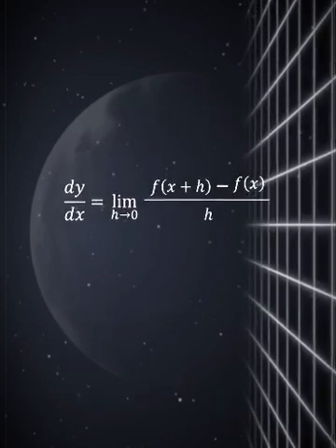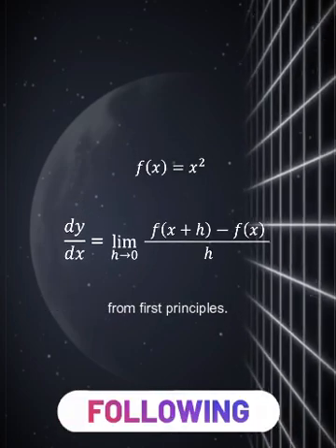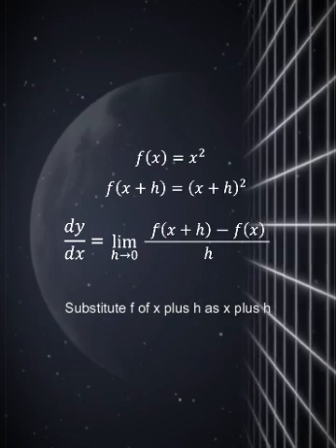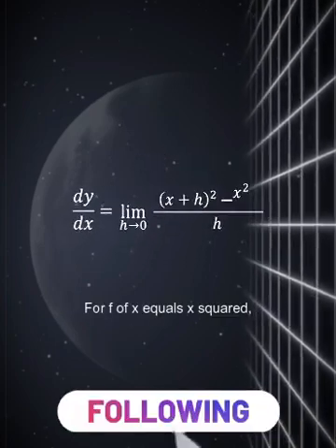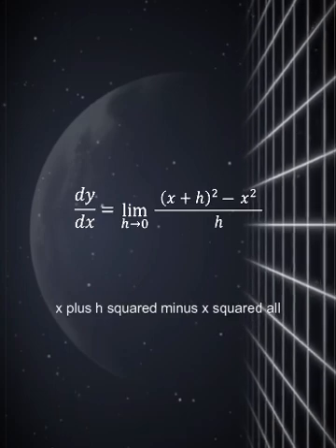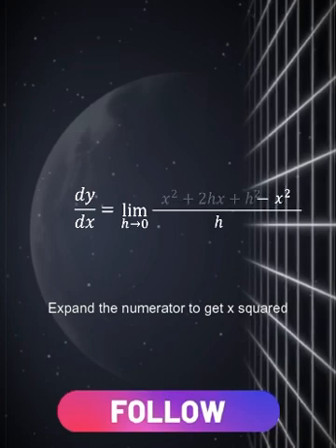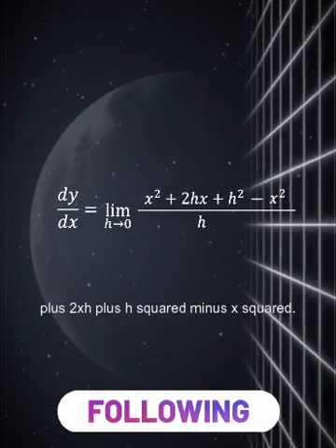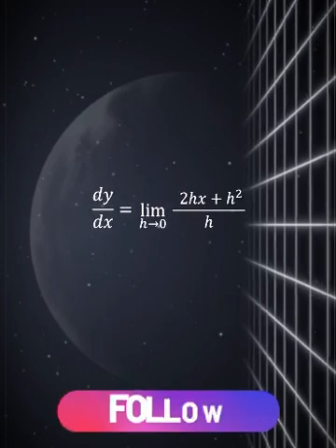For example, let's differentiate f of x equals x squared from first principles. Start with the formula. Substitute f of x plus h as x plus h squared. For f of x equals x squared, the formula becomes x plus h squared minus x squared, all divided by h. Expand the numerator to get x squared plus 2xh plus h squared minus x squared. Cancel out the x squared terms.